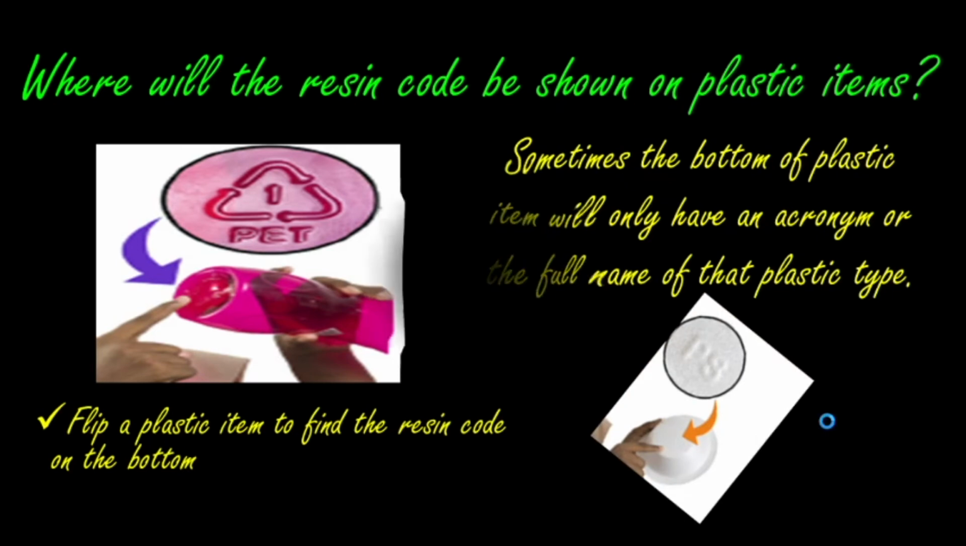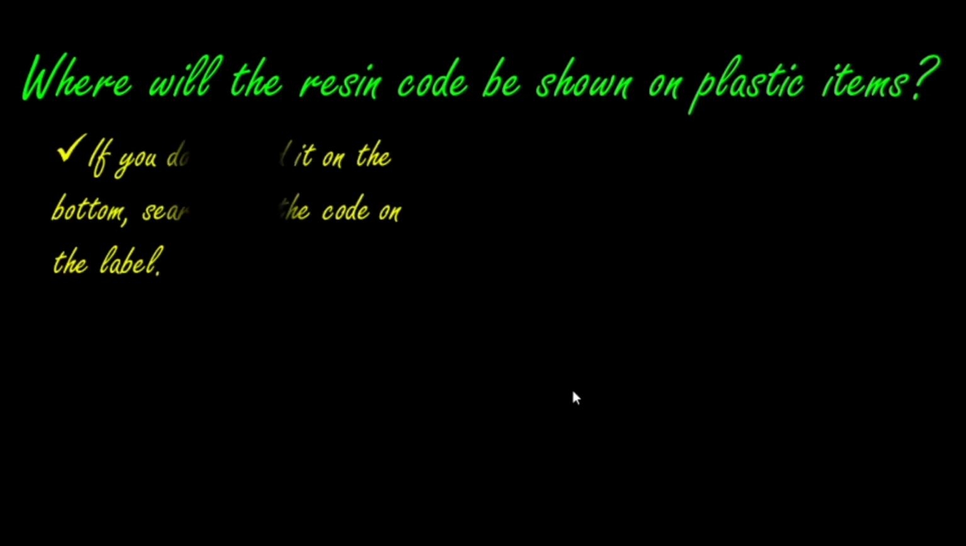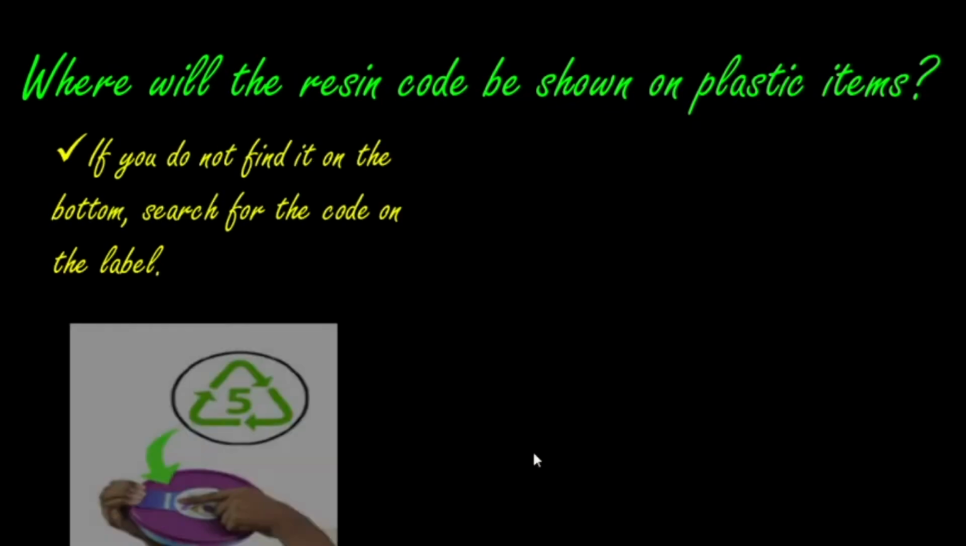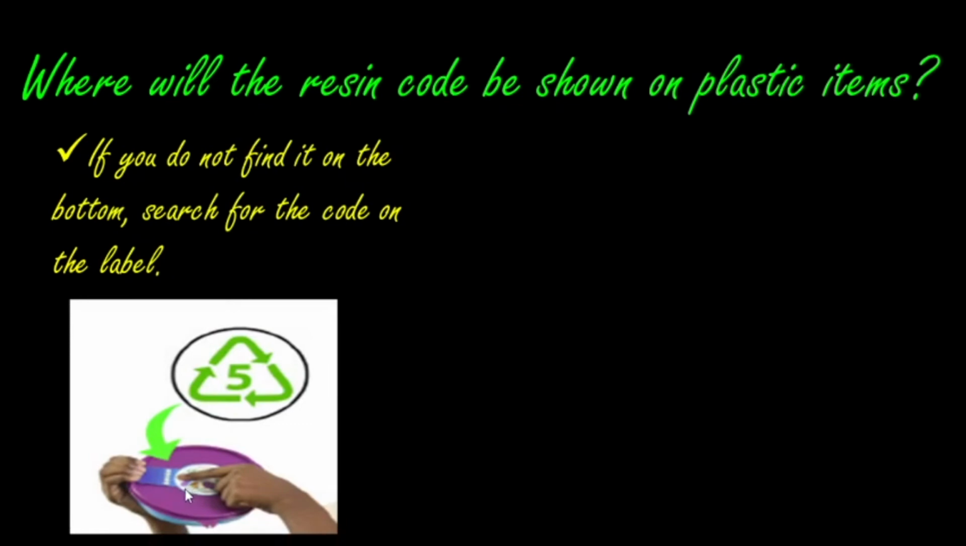Sometimes you do not find it on the bottom. That means you have to look at the label, if the product has a label. In the label they mention the code or an acronym, whatever they have placed.